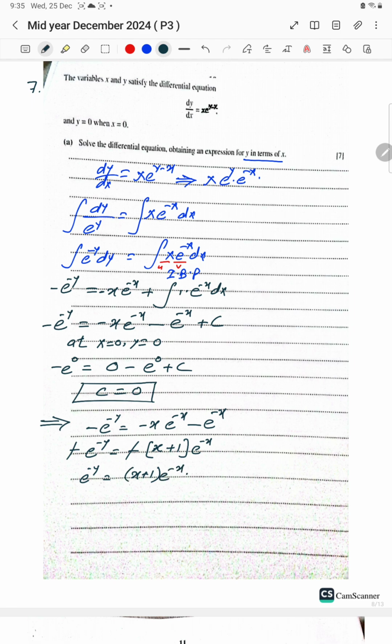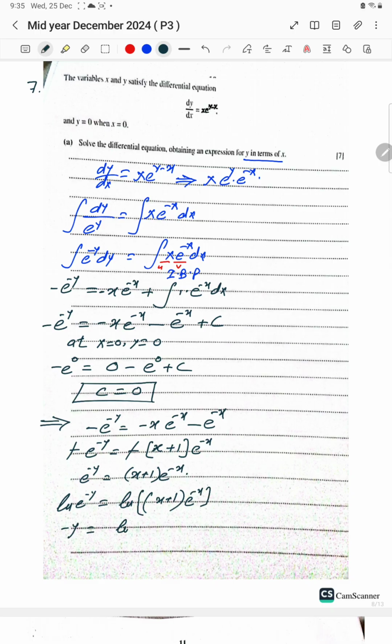As we have to give our answer as y in terms of x, taking natural log on either side, natural log of e raised to minus y equal to natural log of x plus 1 times e raised to power minus x.